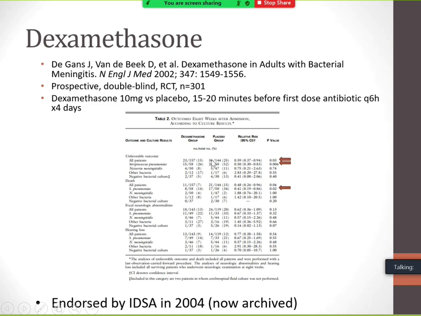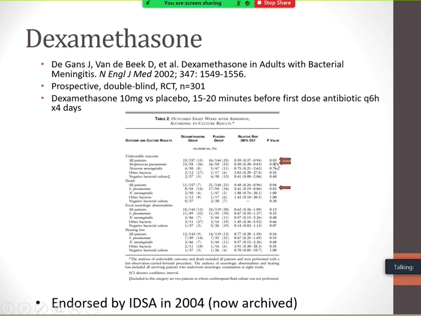which they defined using something called the Glasgow outcome score. So it's not the coma scale. It's basically a 0 to 5 scale on whether you get back to your pre-morbid baseline. So 5 is completely normal, and then 1 through 4 is some degree of disability, and 0 is death. So anything that wasn't a 5 was considered an unfavorable outcome.